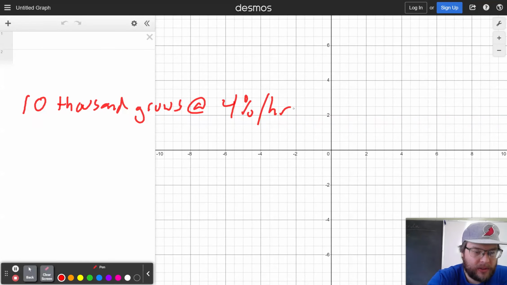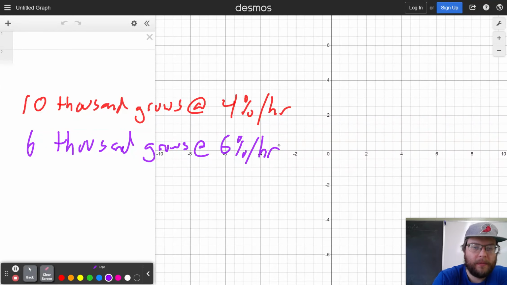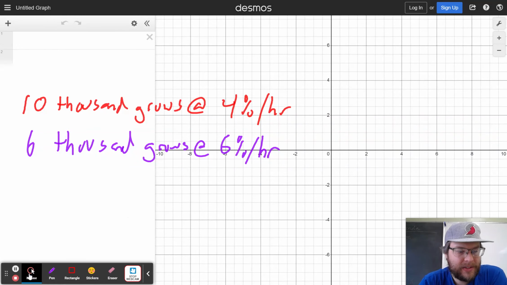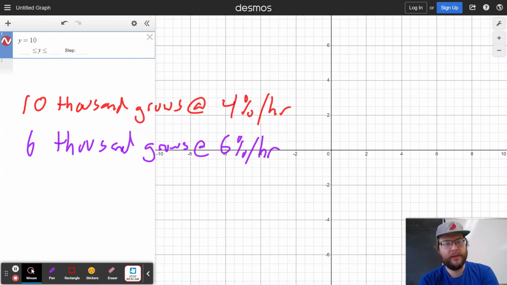I don't know if that's realistic. Sounds good enough to me. And let's say another one starts at 6,000 and it grows, let's just make it grow a little faster, at 6% per hour. So we can take that information then and write a couple models and see where they intersect on the graph. And then the question is going to be, how could we find that information out without using a graph?